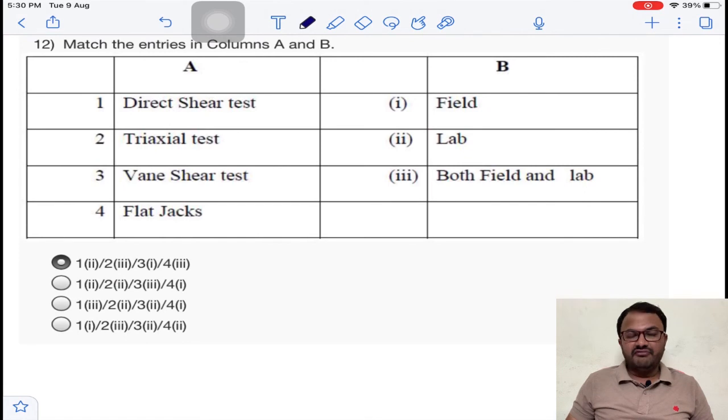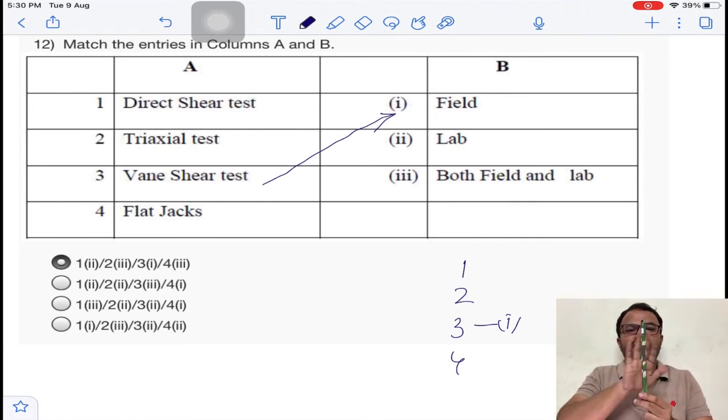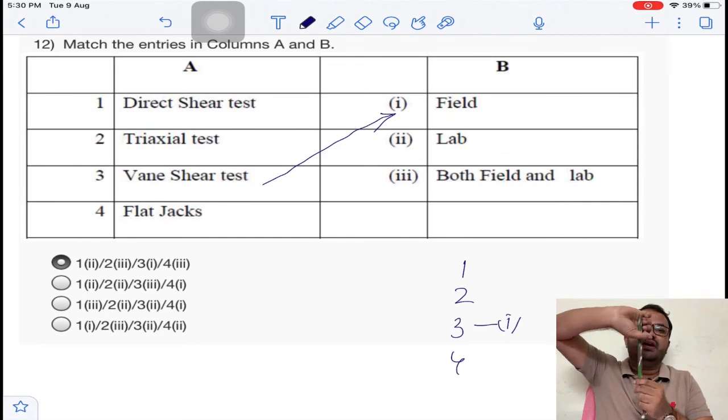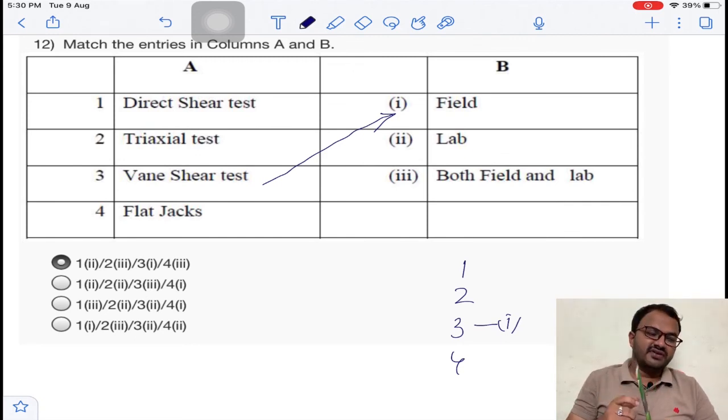And obviously, what is the type of testing, whether it is a field test or a laboratory test. So it is very clear that the vane shear test is a field test. Matching 1, 2, 3, 4: 3 is 1. In the vane shear test, there are two diametrical plates and a shaft. We rotate it like this in the field. It is applicable only for soft clays.